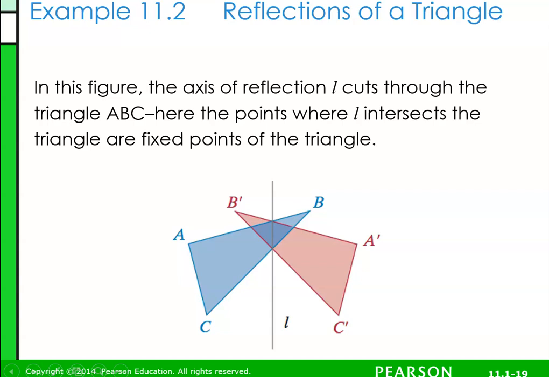In this figure, the axis of reflection L cuts through the triangle ABC. Here the points where L intersects the triangle are fixed points of the triangle. So again, these points right on this line, they would be fixed. We normally focus on the vertices, but since the original blue triangle goes over the axis of reflection, we're going to have some fixed points there.